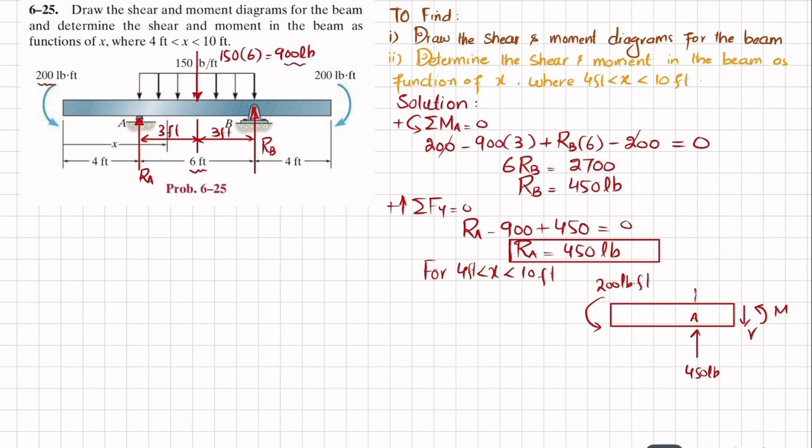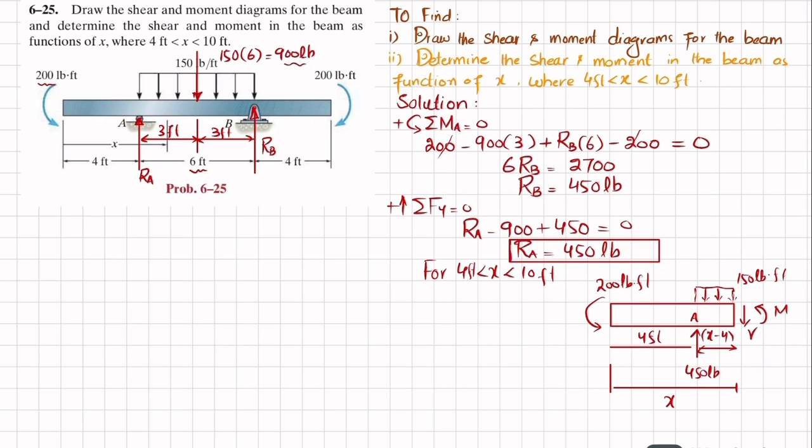So from this point A, we have a uniformly distributed load till the end, and this uniformly distributed load is 150 pounds per foot. The total length from this till this distance is x. So for this remaining distance, you can see this distance is 4 feet, so the remaining distance will be x minus 4 feet. Okay.